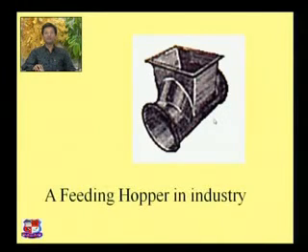Another very good example is a feeding hopper, which is used in industry. The hopper is an intersection of a frustum of a pyramid and a cylinder. So that is used in industry as a hopper.